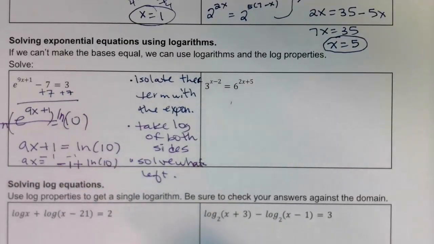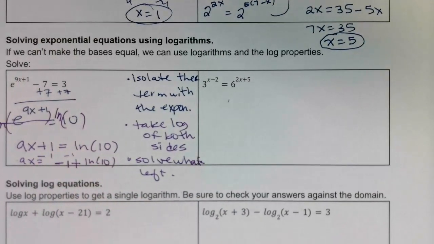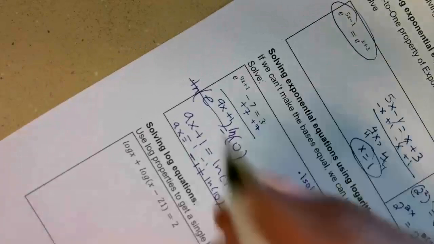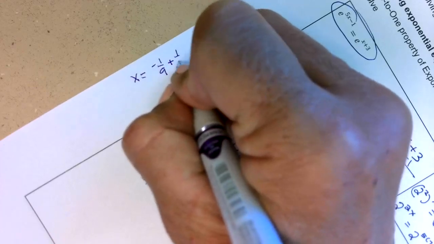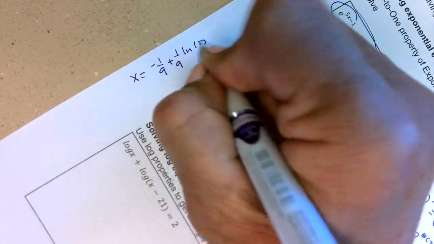I'm sorry, I didn't space well. So divide everybody by 9. I'm going to tilt sideways, sorry. Dividing everybody by 9 would give me x equals negative 1/9 plus 1/9 natural log 10. Okay, there are a couple of different ways you can write that.